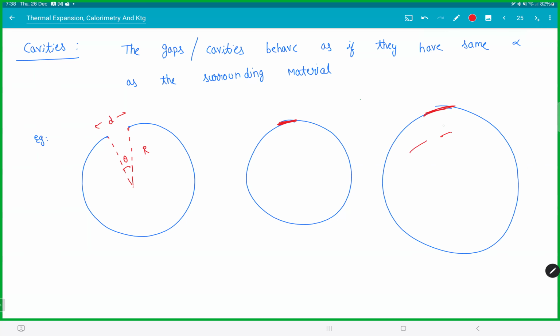So the most common mistake people make is forgetting something. What you're saying is right: these two will come closer, but you're also forgetting these two things will go away from each other. It's expanding outwards also, right? So there's a net expansion. And not only that, look at the other reason.